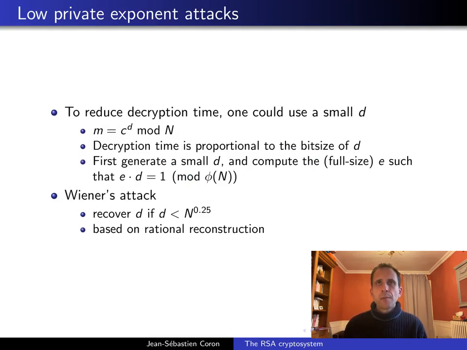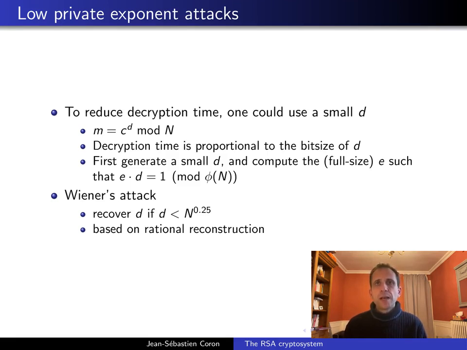So let me first describe the low private exponent attack. To reduce the decryption time, we could try to use a small private exponent D. Because to decrypt, we compute M equals C to D modulo N. So decryption time using the square and multiply algorithm is proportional to the bit size of D. To generate a small D, instead of first generating the public exponent E and then D, we do the converse. We first generate a small D, and then we compute the exponent E, which will be full size, such that E times D is 1 modulo phi of N.